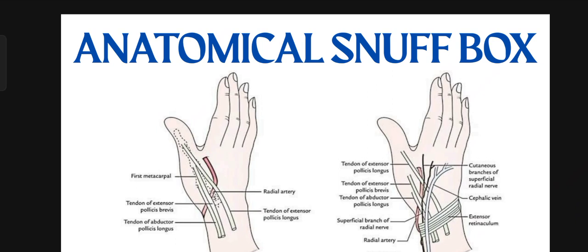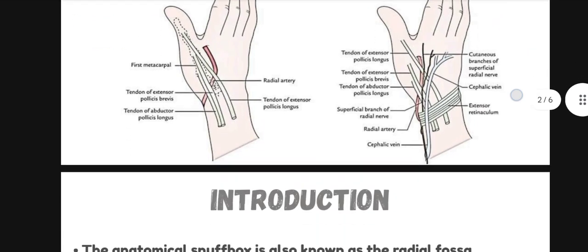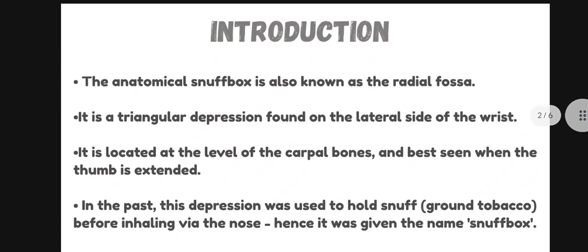First of all, you can see here the diagram of anatomical snuff box. So let us introduce the anatomical snuff box. The anatomical snuff box is also known as the radial fossa. It is a triangular depression found on the lateral side of the wrist. It is located at the level of the carpal bones and best seen when the thumb is extended.